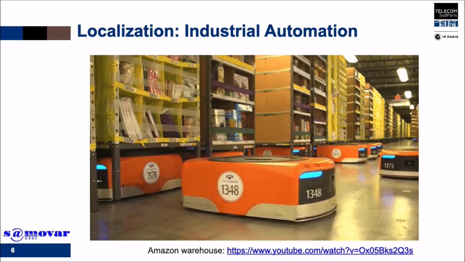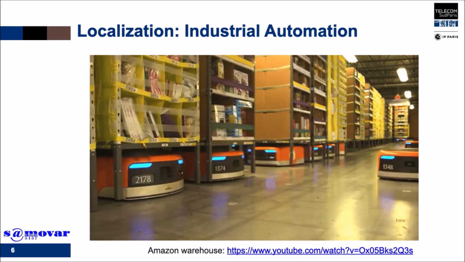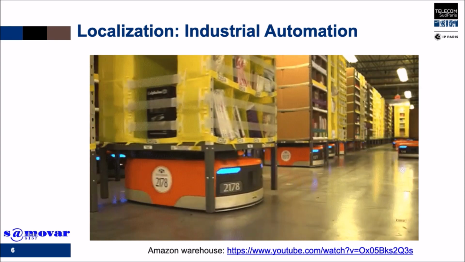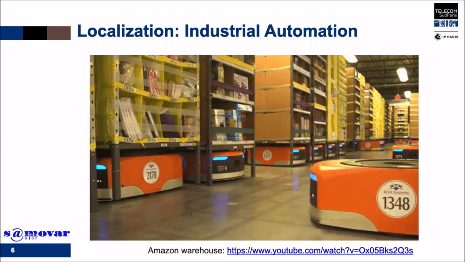Here we have a look at Amazon's robots that are used to automate the process of transfer of products from one place to another. It's clear that the robots need to know exactly the position of the shelves to be able to move them.